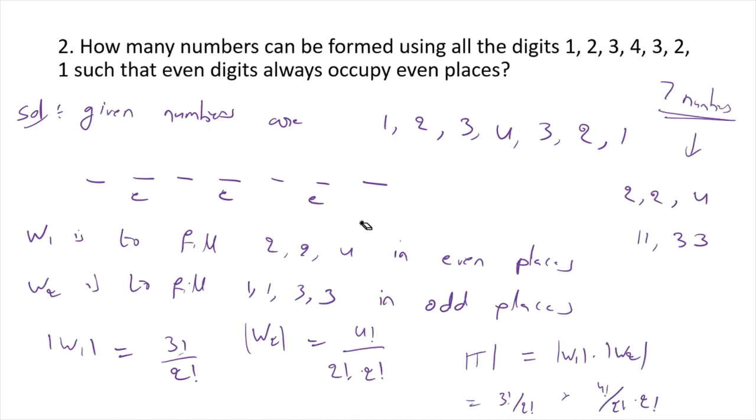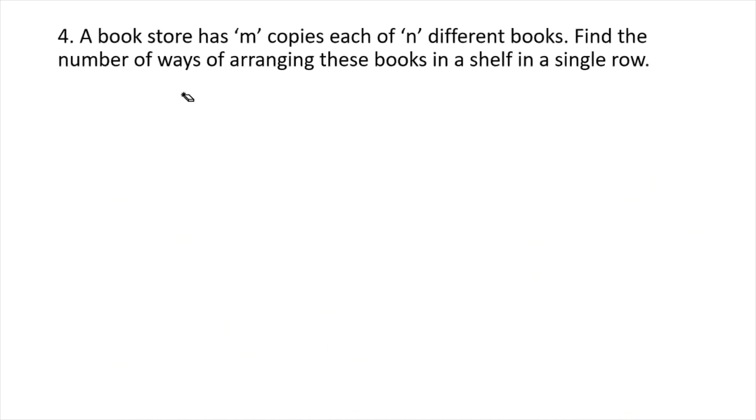Okay. The next problem goes like this. A bookshelf has m copies of n different books. Find the number of ways of arranging these books in a shelf in a single row. So we have done similar kind of things. In the previous questions we have done, there are 4 different maths books, 3 different chemistry books and 2 different physics books. Find the number of ways of arranging those books in a shelf in a single row.